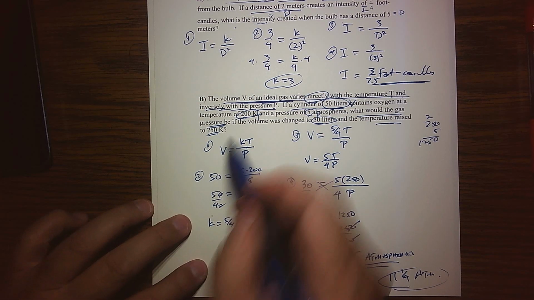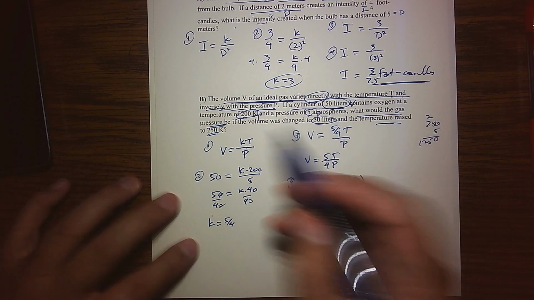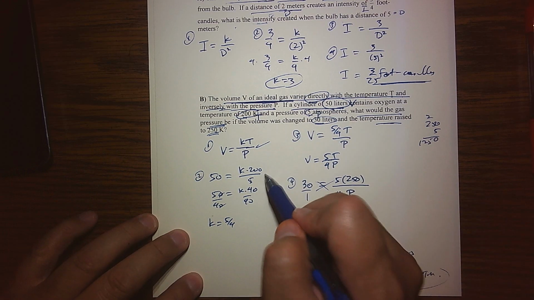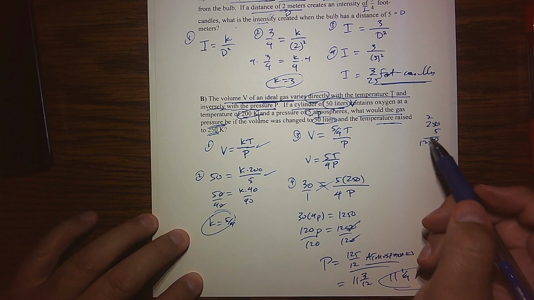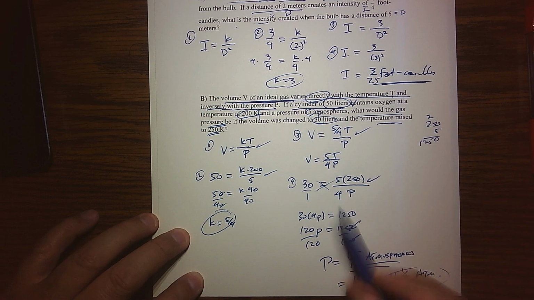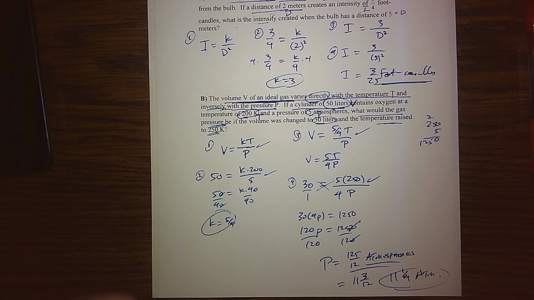And there you have it. So again, all these variation problems have the same rhythm. Write your relationship using the language, plug in information to solve for a constant of variation, rewrite that relationship, and then plug in what I need to find the variable that's missing.